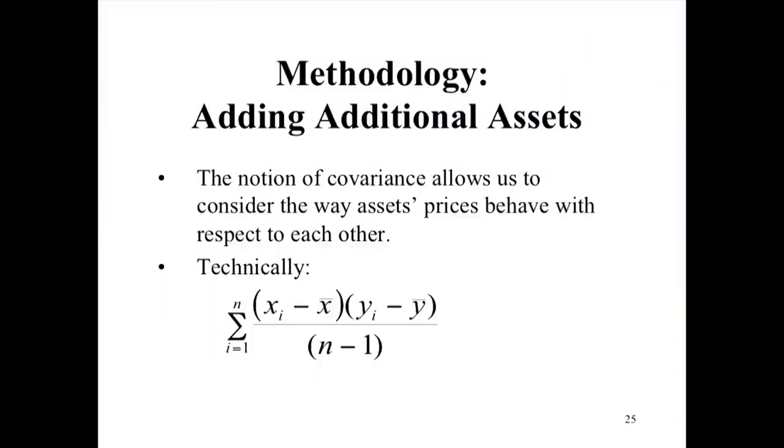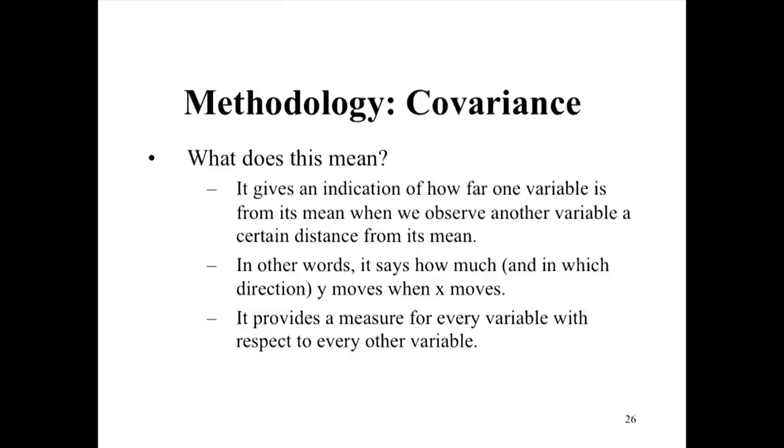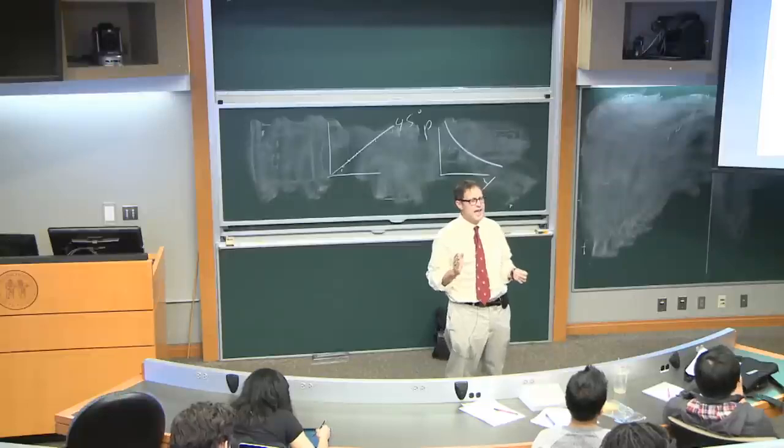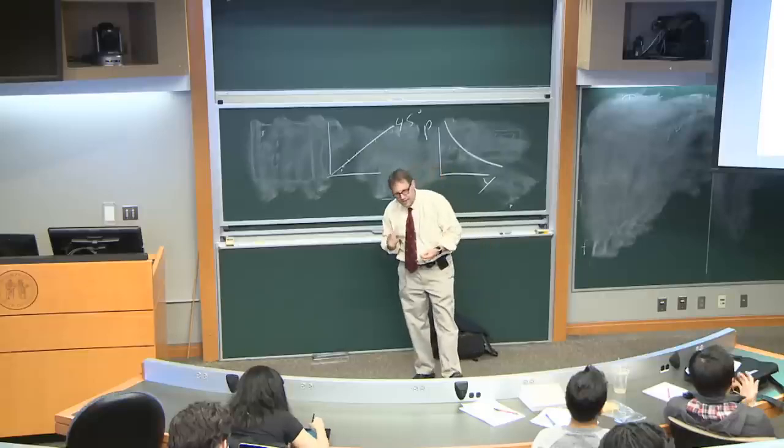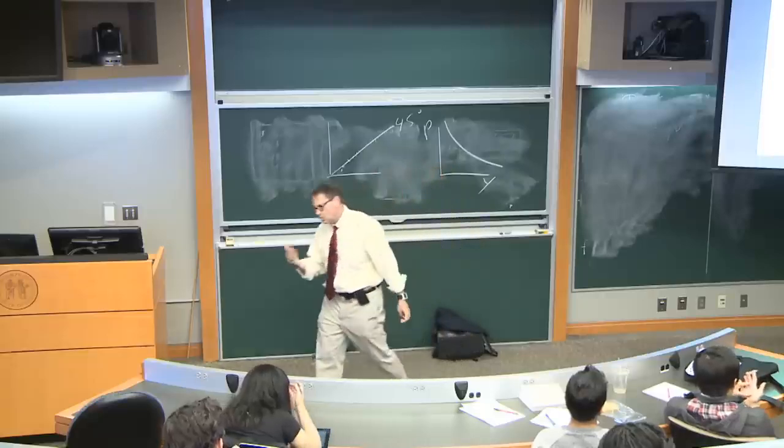Have you guys covered correlation and covariance at some point in your careers? Yes? No? All right? Both of them measure the way one asset moves vis-a-vis another asset. Correlation is scaled between -1 and +1. All right? So I think of correlation as an index of linearity. Covariance is not scaled. I'll give you an example of the difference in covariance and correlation.